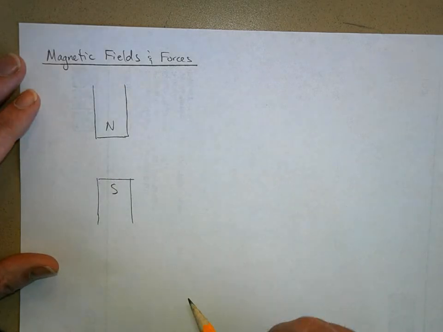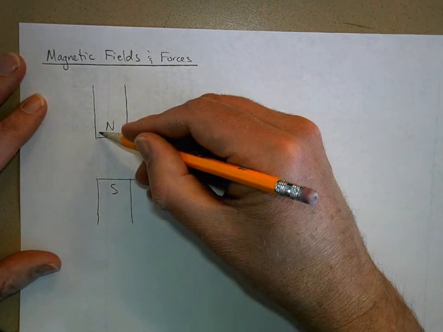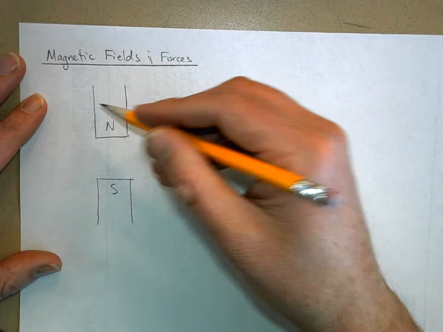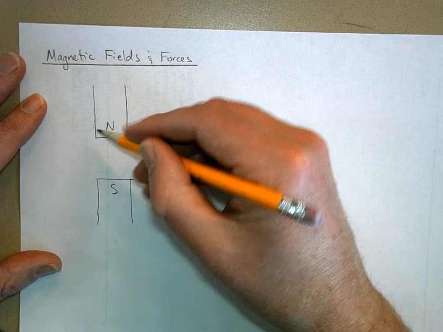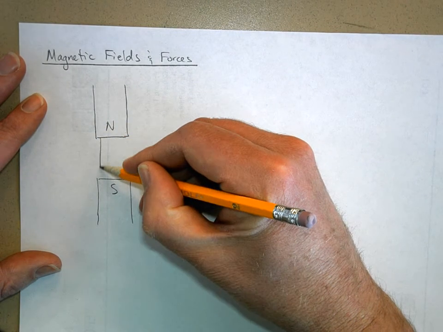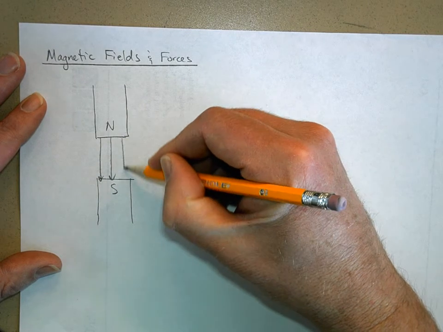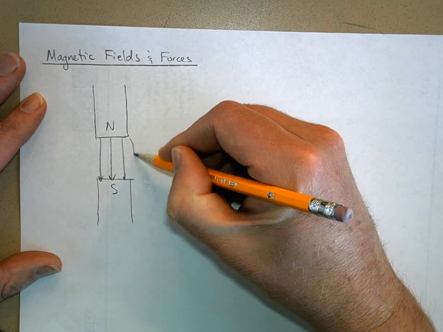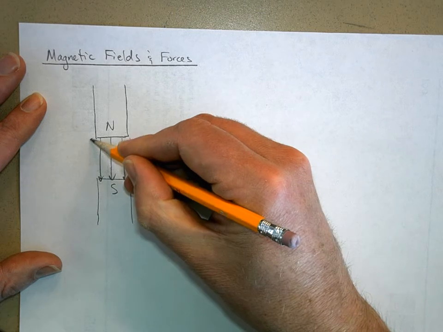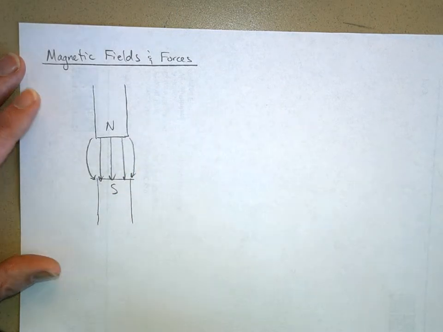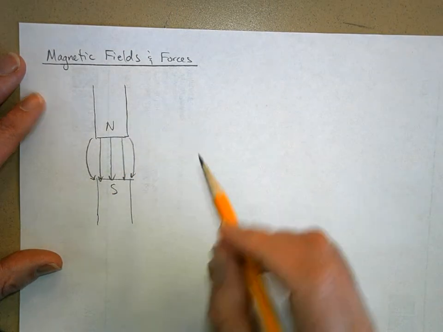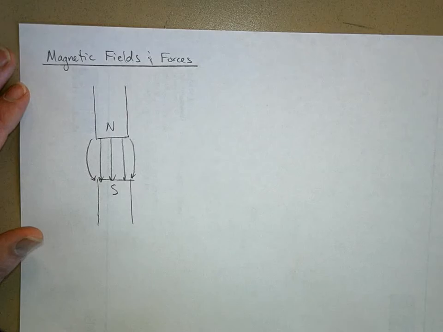Here we're dealing with poles. And what we say, it turns out that a magnetic field, it's going to come out of a north pole and into a south pole. Now you get a little bit of bowing outwards like this. Okay, but this is our magnetic field.